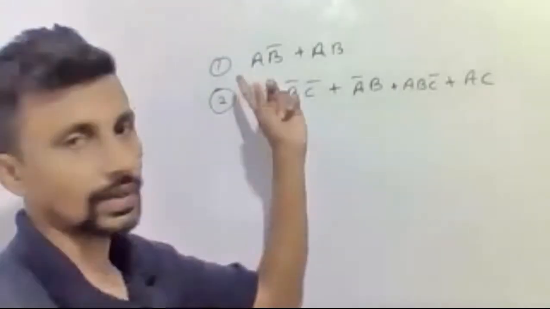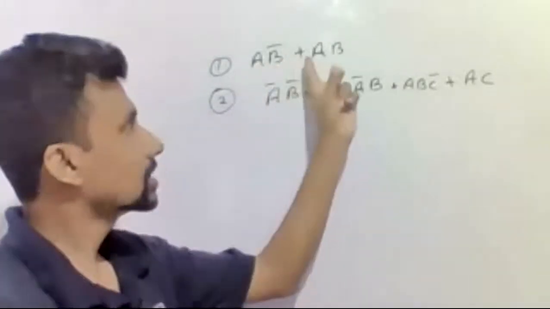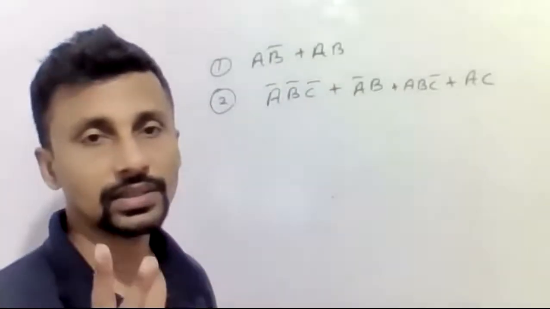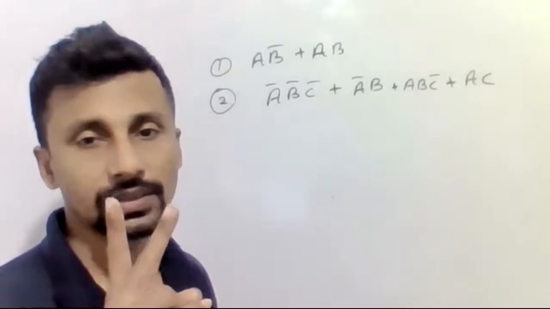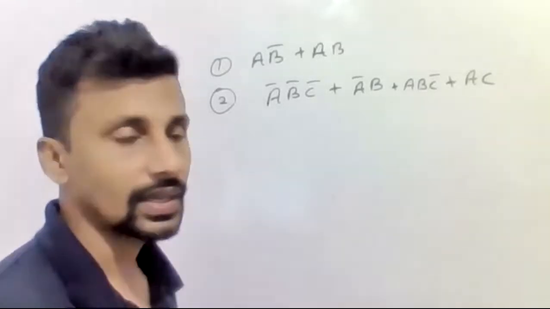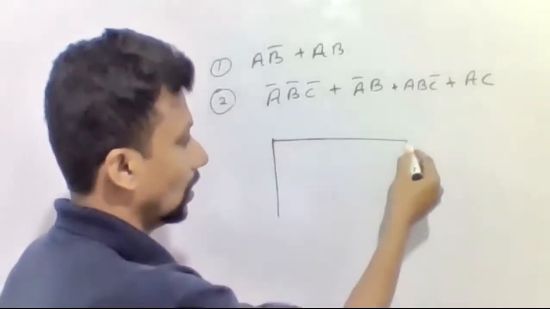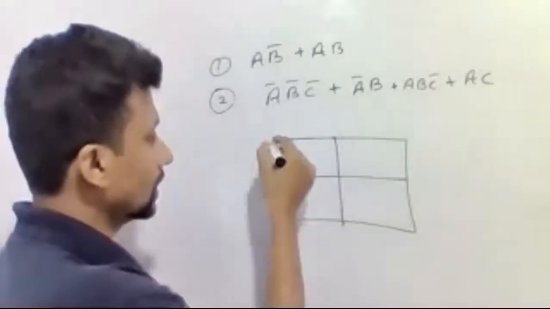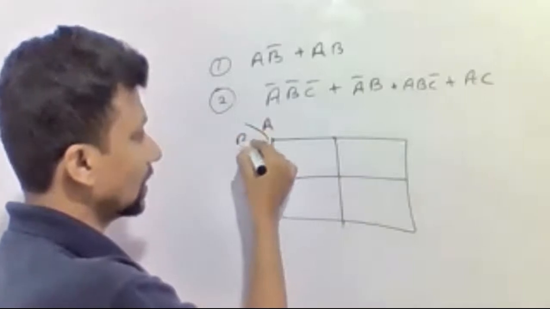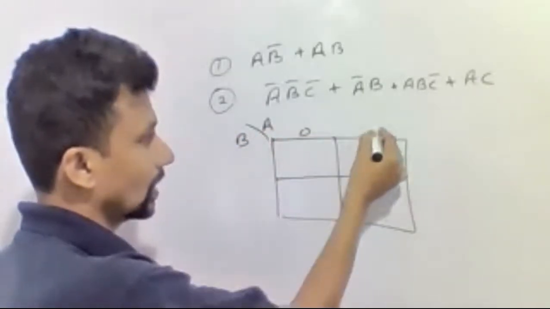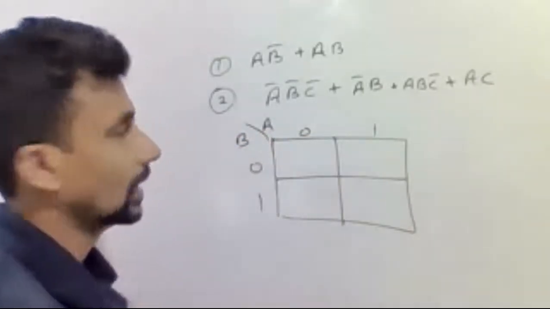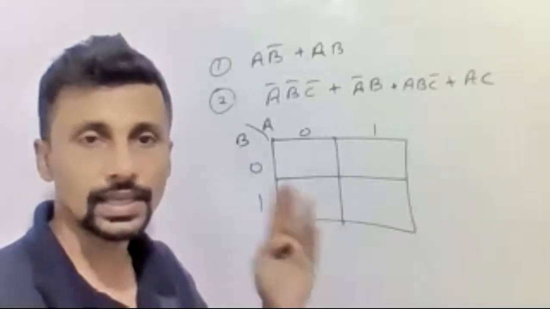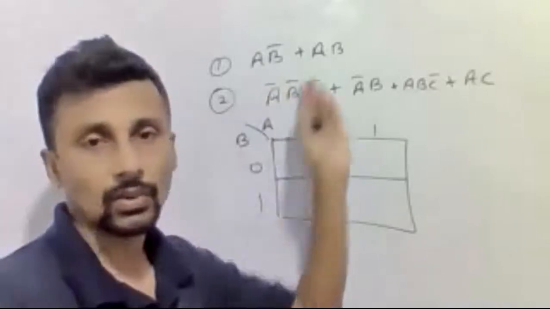I'm taking the first one, AB dash plus AB. Now you can understand there are only two variables. Two variables means we have only four squares or cells, right? So on this side I am taking A, and on this side B, with 0 and 1, 0 and 1. Now I have to find out the relevant cell for each portion.